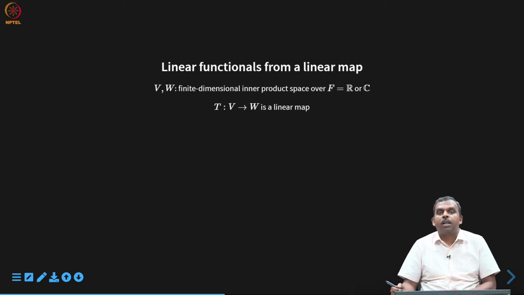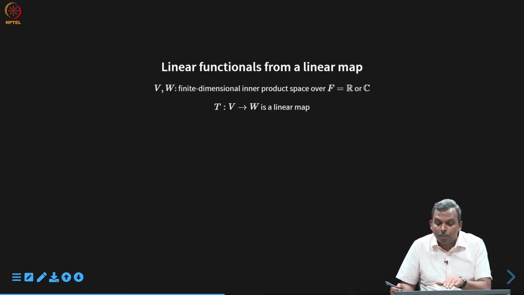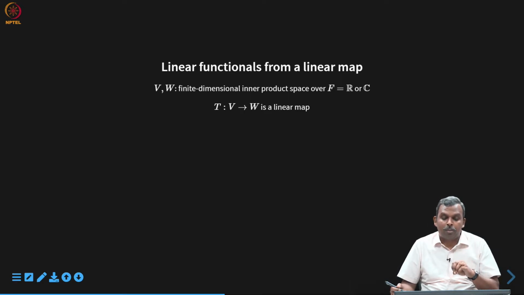For that we will first look at extracting some interesting linear functionals from a linear map. A linear map is given to you. I'm going to think of a linear map now from a vector space V to another vector space W. Both are finite dimensional inner product spaces. This is the new thing. So far we have not brought in the inner product. I'm going to now bring in the inner product. Both of them are inner product spaces over the same field F, and then T from V to W is a linear map. So this is our setting.